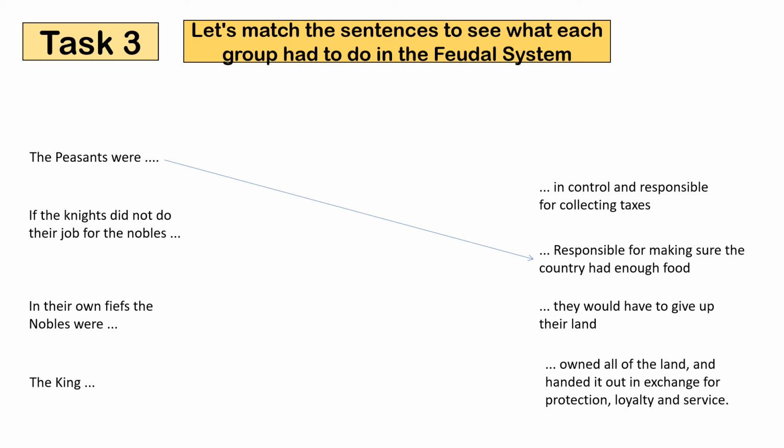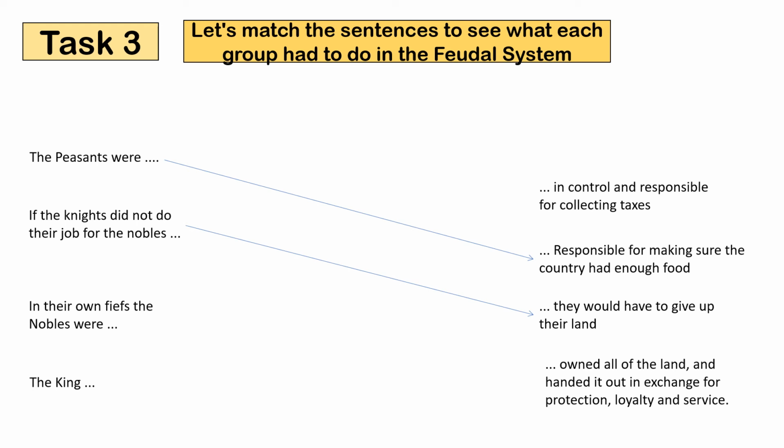Okay, so hopefully by now you've managed to write down the sentences and match them correctly. We can go through them together. So if the knights did not do their jobs for the nobles, the answer to that one is they would have to give up their land. So remember, the knights are below the nobles in the feudal system. The nobles were giving them land. They could just as easily take it away if the knights refused to join the nobles or the king's army.